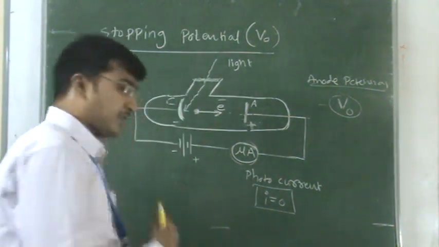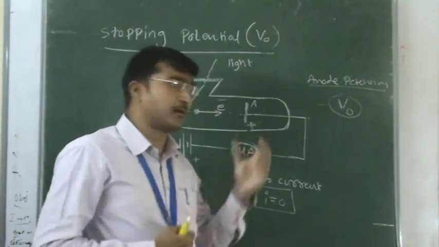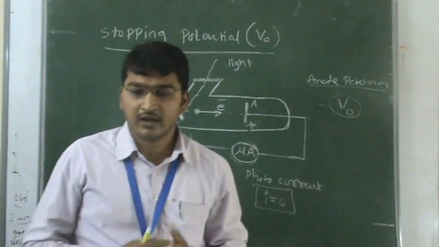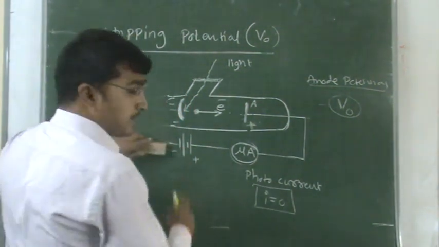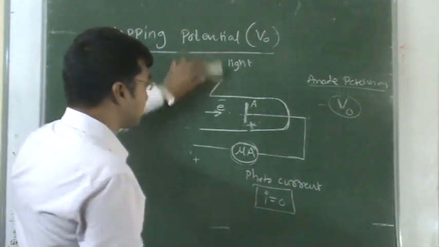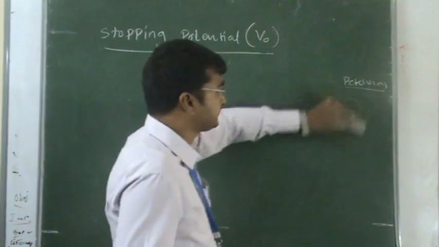Remember it. Why are these electrons not approaching the anode on applying a negative potential? We'll discuss one point here. It's a definition, just make a note of it.